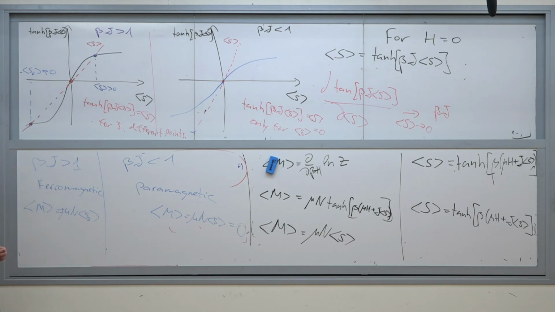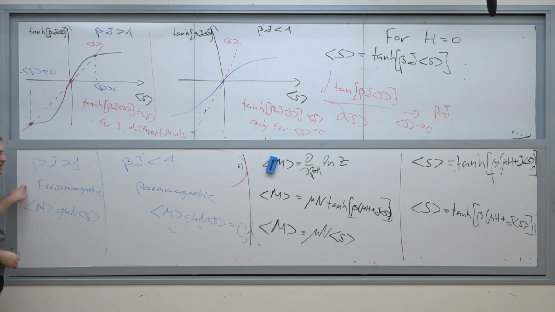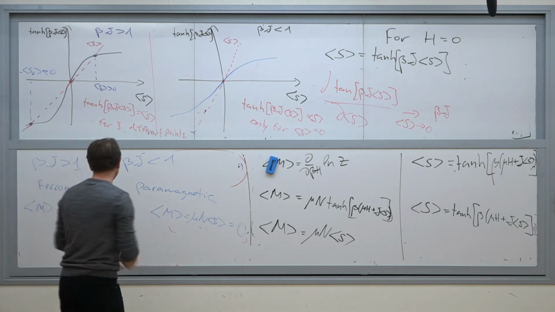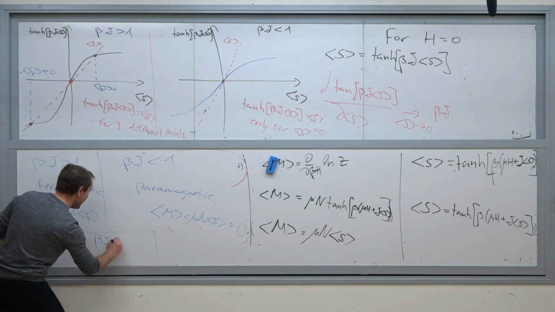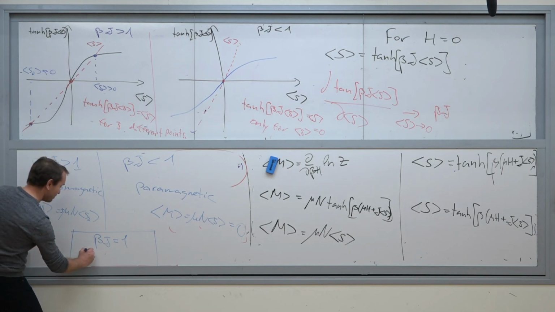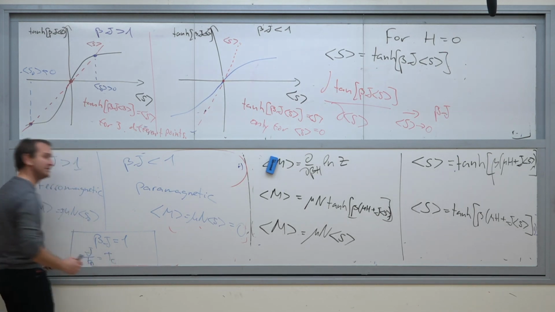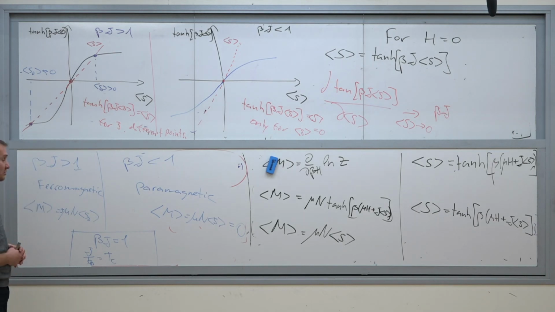We obtain something really strange. It could be plus over here, but also this solution is possible. And this is ferromagnetic. And we will see that exactly at beta J equals 1, it defines the transition point, because it means that J divided by k Boltzmann equals Tc. We also found our critical temperature, or Curie temperature, which is a transition from paramagnetic to ferromagnetic.